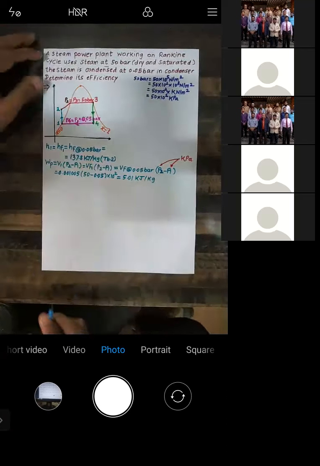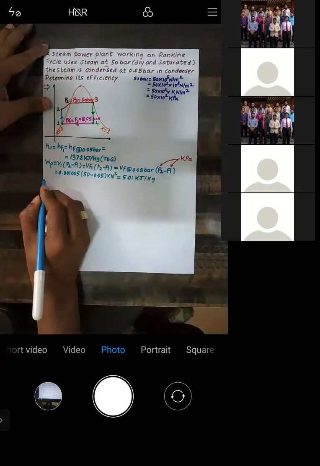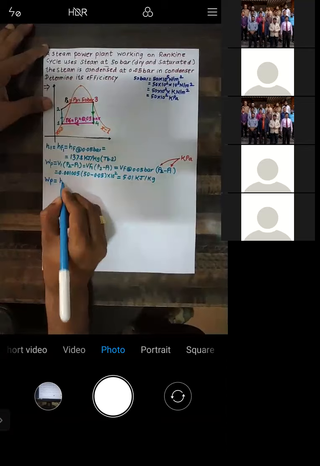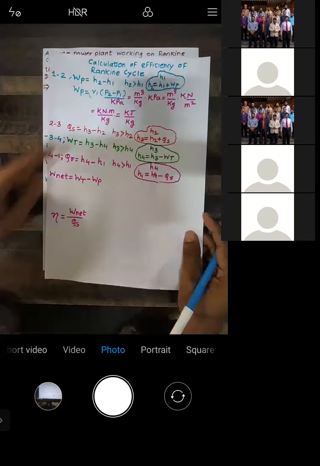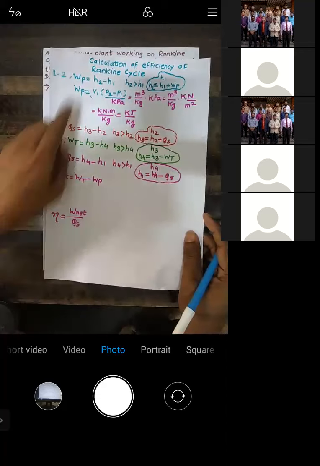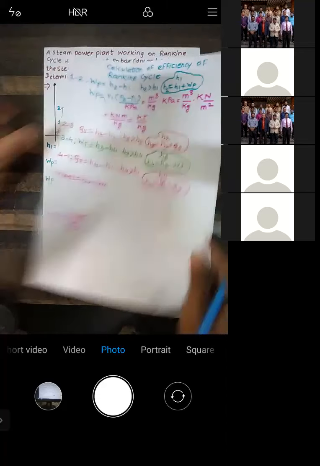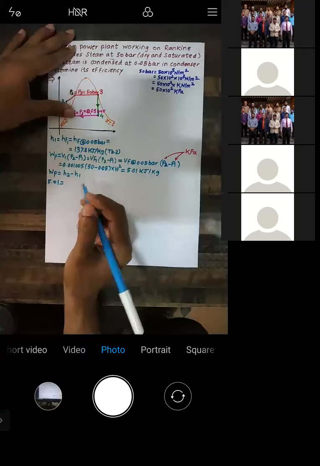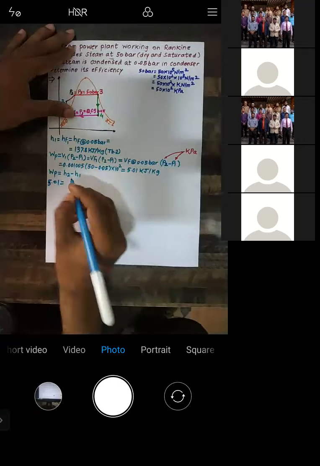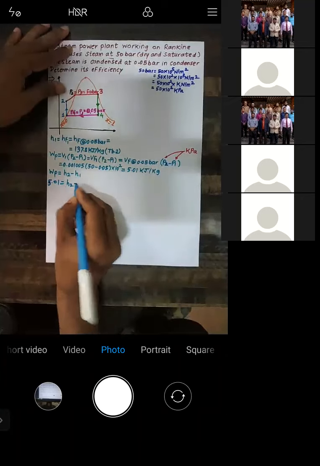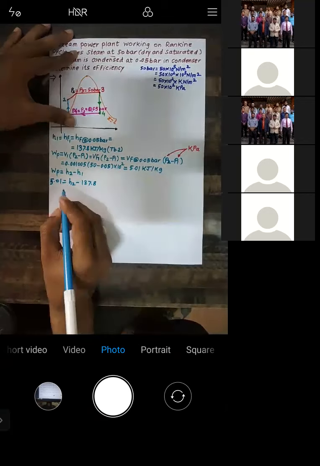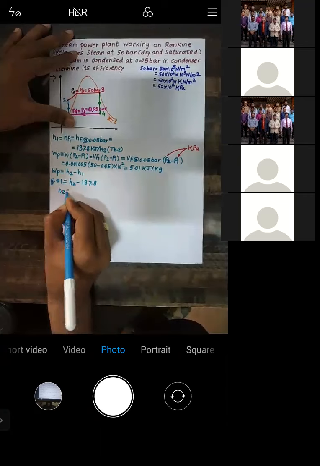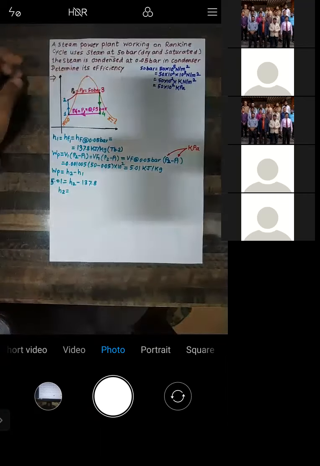So see how to calculate WP again. If we want to calculate WP, we can calculate it as H2 minus H1. This formula I already told you and it has been already explained. WP we know is 5.01, so 5.01 is equal to H2, which I am supposed to calculate, minus H1, which is 137.8. From this I will get the value of H2, which is 142.81 kilojoule per kg.